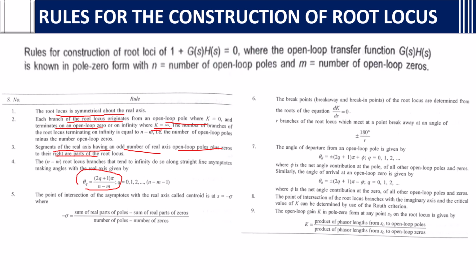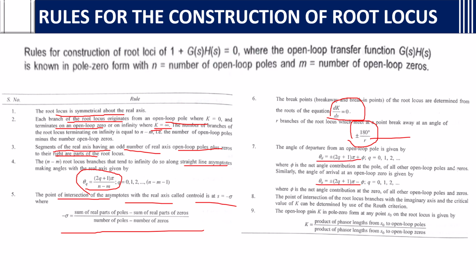Then this is the theta, that is the angles for the straight line asymptotes. Then the point of intersection of the asymptotes with the real axis, the centroid, you can calculate using this formula. The breakaway points and break-in points are found using what? Open loop gain. The angle is plus or minus 180 by r. R is nothing but the number of poles or zeros arriving or departing. The angle of departure from an open loop pole is given by this, and this is the arrival.